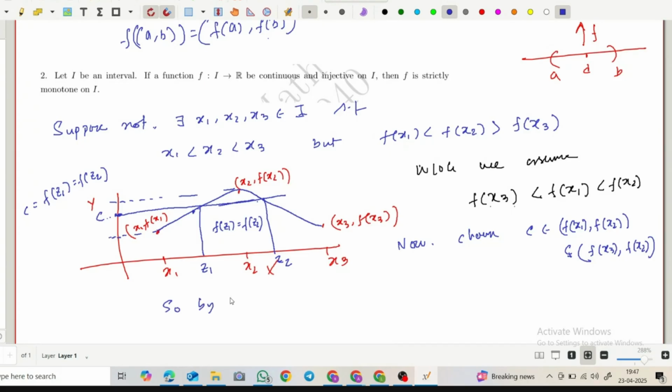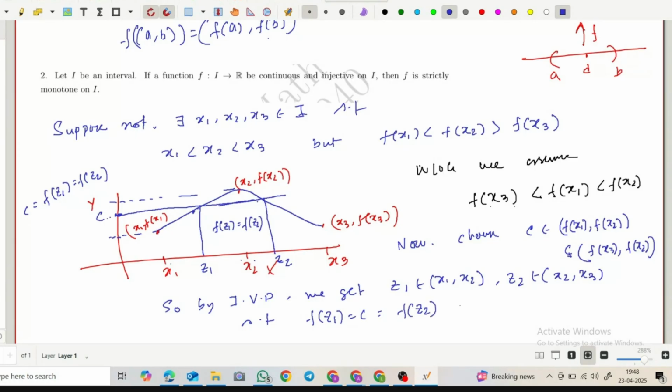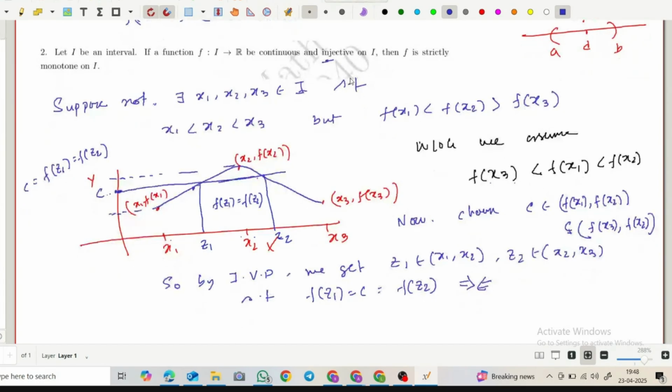So by IVP, we get Z1, where Z1 belongs to (x1, x2), and Z2 belongs to (x2, x3), such that f(Z1) equals C equals f(Z2), which is a contradiction, right? Because f was given to be injective. Okay. Thus 2 is also proved.